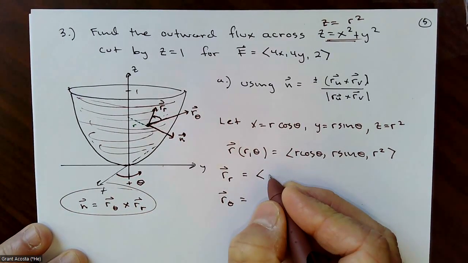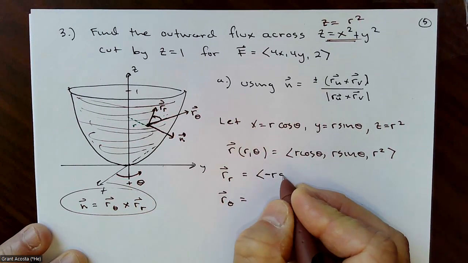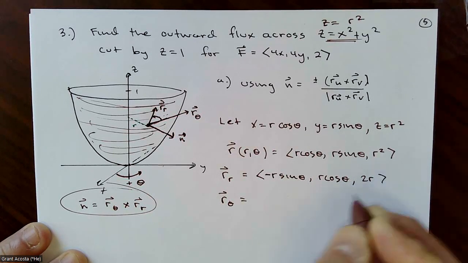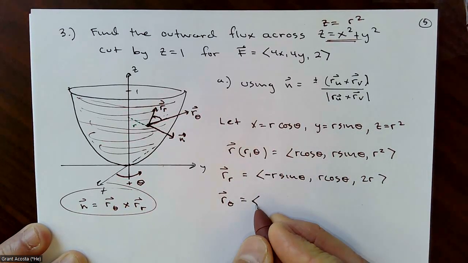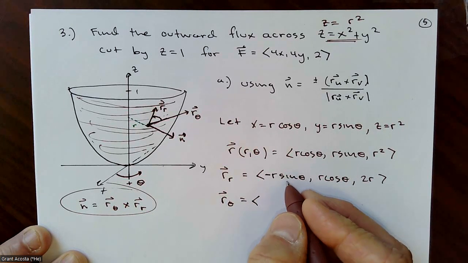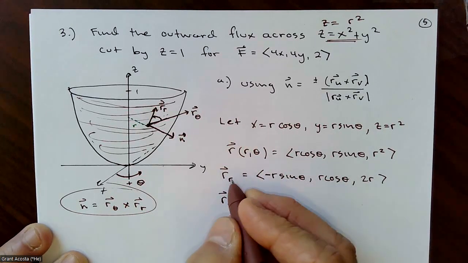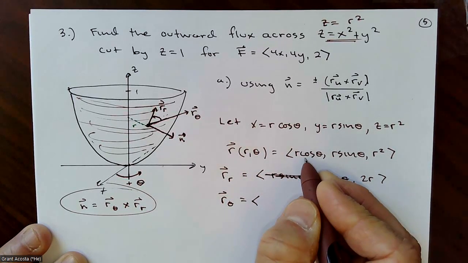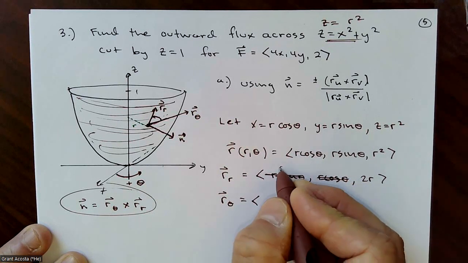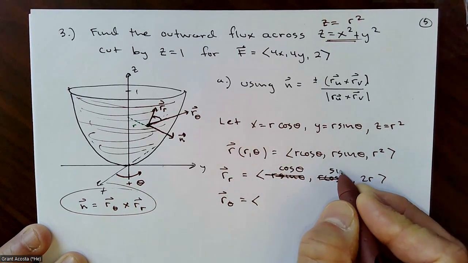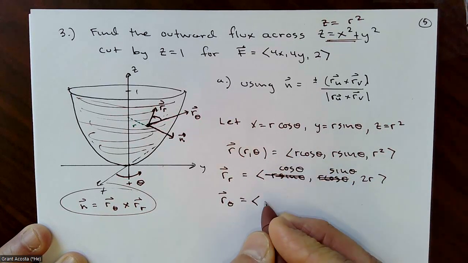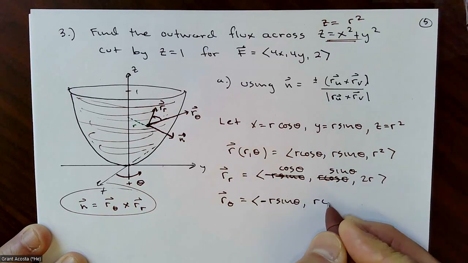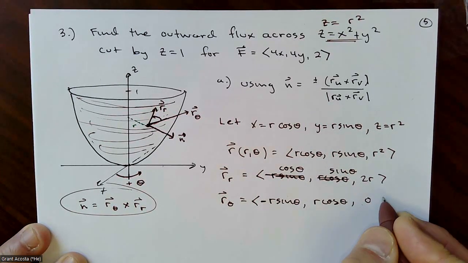Okay, so let's get those derivatives. So we have negative r sine theta, r cosine theta, 2r. Okay, I did this backwards. I did them mixed up. Let's start over. With respect to r, this is just going to be cosine theta, sine theta, and 2r. With respect to theta, this one's going to be negative r sine theta, because I'm treating r as a constant, r cosine theta, and that's going to be 0.